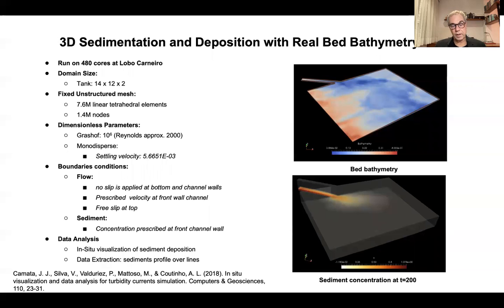We are simulating actually a lab experiment with real bathymetry at a Grashof number of 10 to the power 6, a turbulent flow, Reynolds 2000. And with that settling velocity, you can see basically 5.7 times 10 to the power -3. In this order, you can read the boundary conditions, and you are exploring in situ visualization and data extraction.